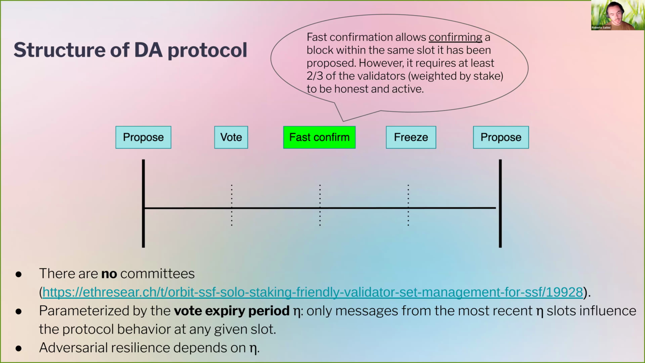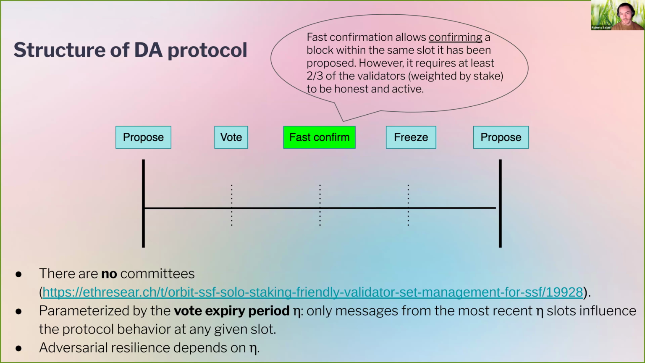Also, we parameterize the vote with an expiry period, meaning that we only consider the most recent votes, and we don't consider all votes. This expiration period gives us some resilience to short periods of asynchrony. So even though this dynamically available protocol relies on synchrony, by having this expiry period, we can cope with short periods of asynchrony that last less than this expiry period.